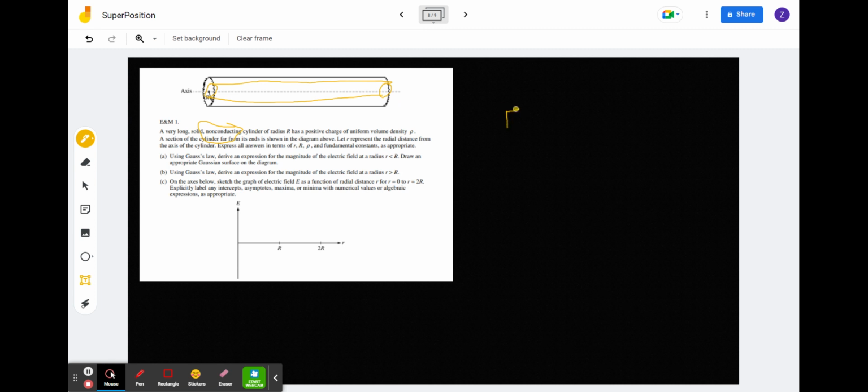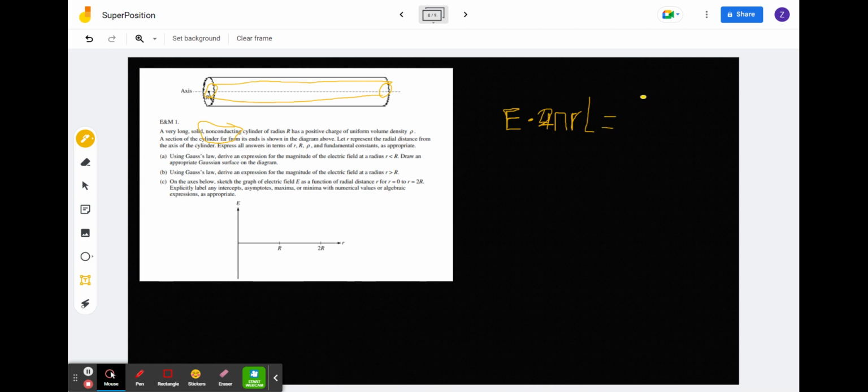So E times 4 pi, if we just cut out a little bit, 4 pi R L, 2 pi. I always mess it up. I messed it up in like 4 videos, but always correct it.